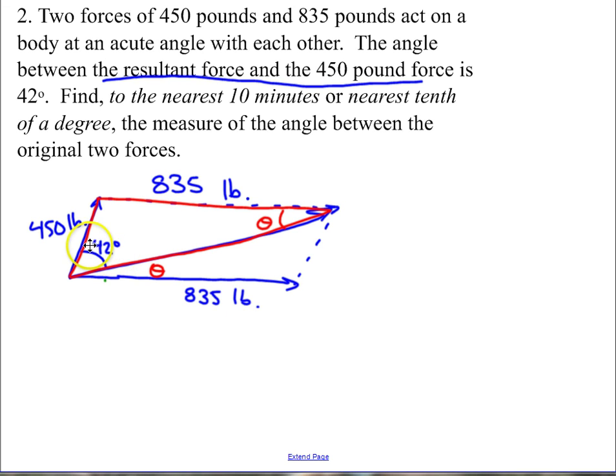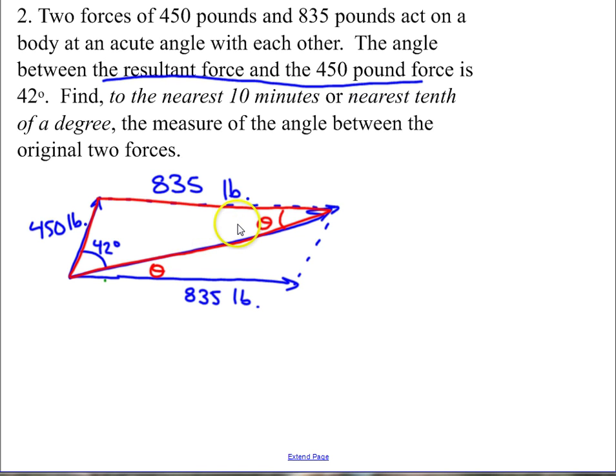We want to find the angle between the two forces. In other words, this whole acute angle here. And so if we could figure out what theta is, we just add it to 42 and we've got our answer, right? Notice that in a parallelogram, alternate interior angles are congruent. Remember that from geometry? So if I could figure out this theta, I'll know what this theta is. We can get our answer easily.